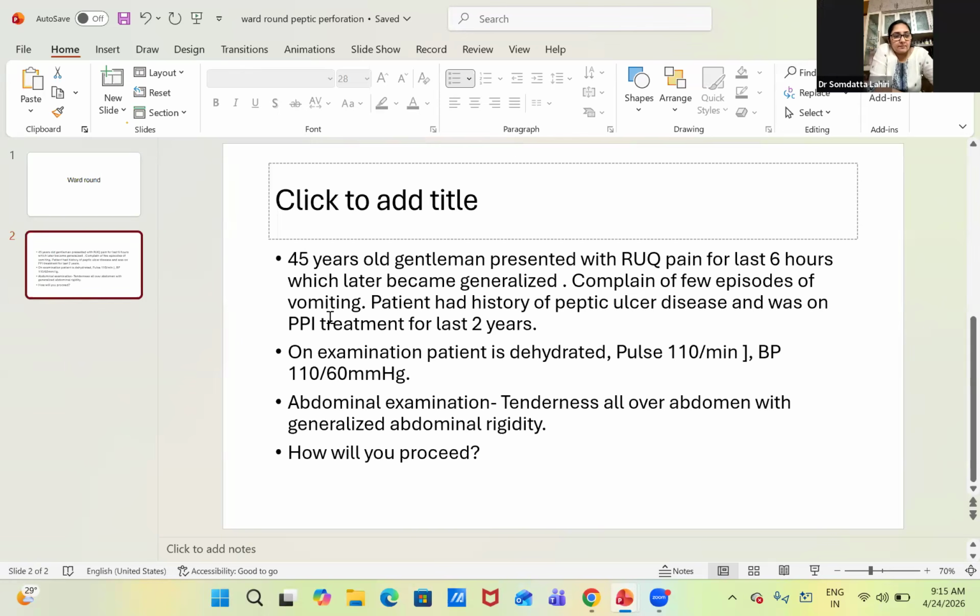And when will you advise the patient? Will you advise endoscopy? And if so, when will you advise? You have done the repair. Will you advise the patient to get an endoscopy done and come to you afterwards? I don't think so.